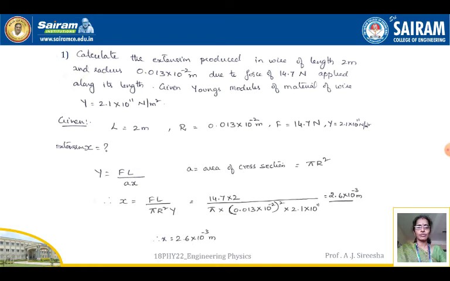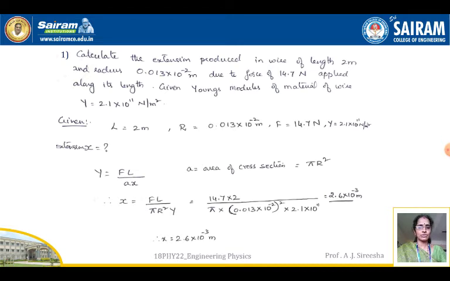Now we know that Young's modulus is longitudinal stress by linear strain, that is nothing but FL by Ax. That is, F by A is the stress and change in length x by L is the strain. So stress by strain, rearranging the terms, we get the formula Y is equal to FL by Ax. Here F is the force, L is the length, A is the area of cross section and x is the extension produced.